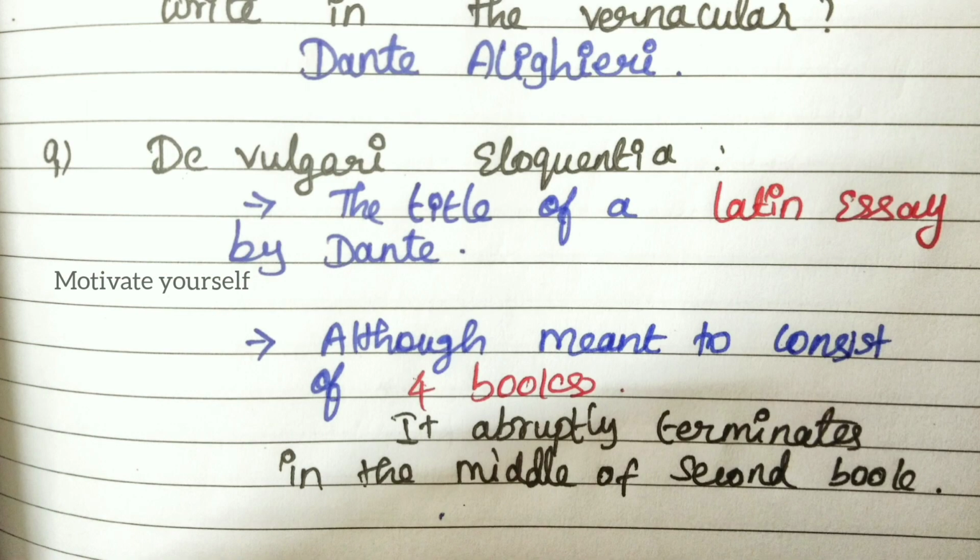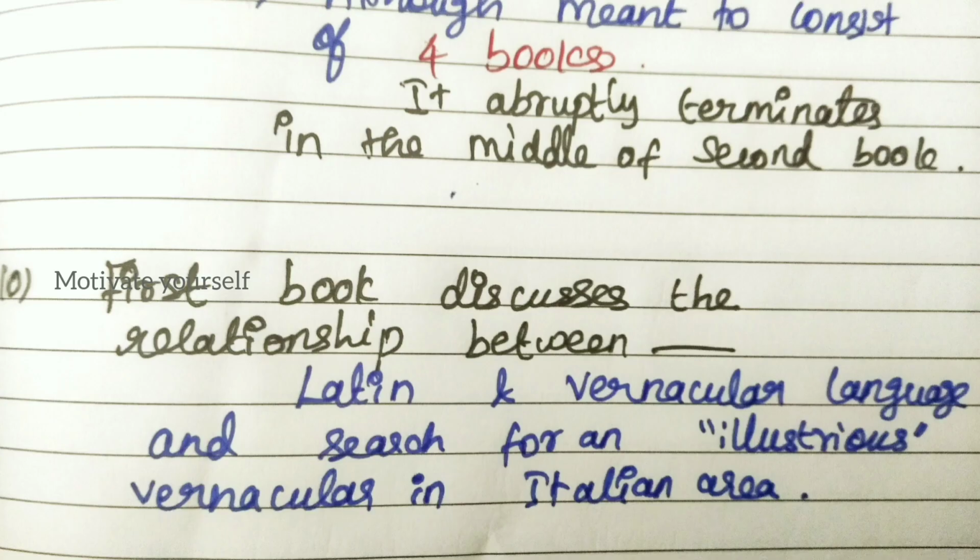Ninth question. De Vulgari Eloquentia, the title of a Latin essay by Dante, although meant to consist of 4 books, abruptly terminates in the middle of the second book. 10th question. The first book discusses the relationship between Latin and vernacular language and the search for an illustrious vernacular in the Italian area.